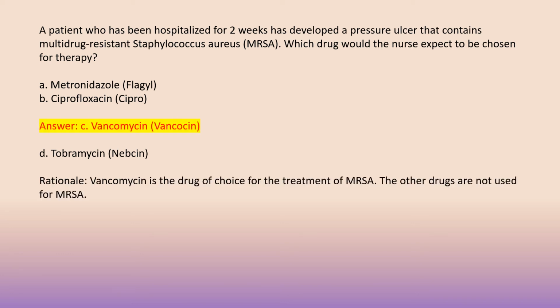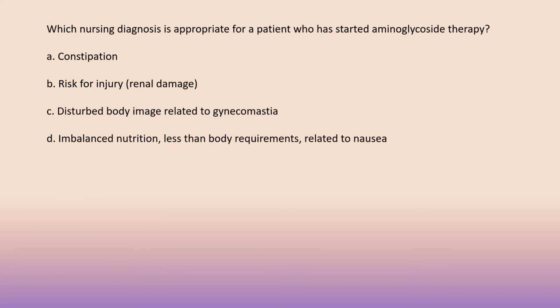Answer: C. Vancomycin. Rationale: vancomycin is the drug of choice for the treatment of MRSA. The other drugs are not used for MRSA.